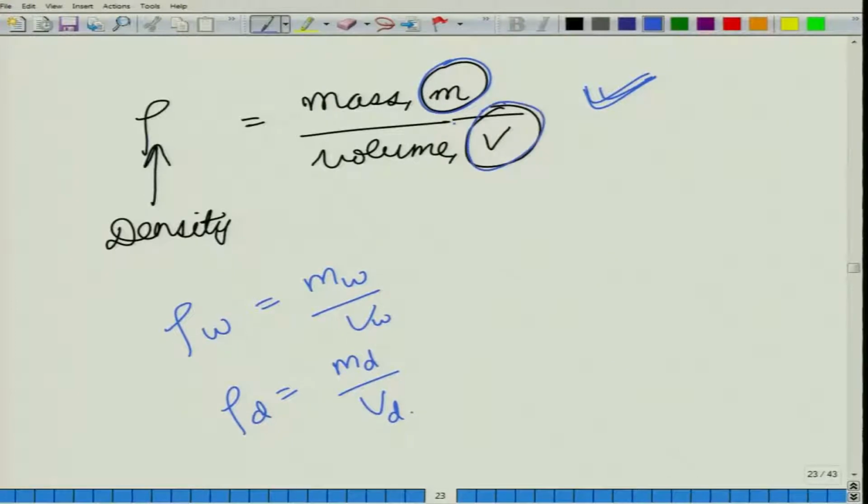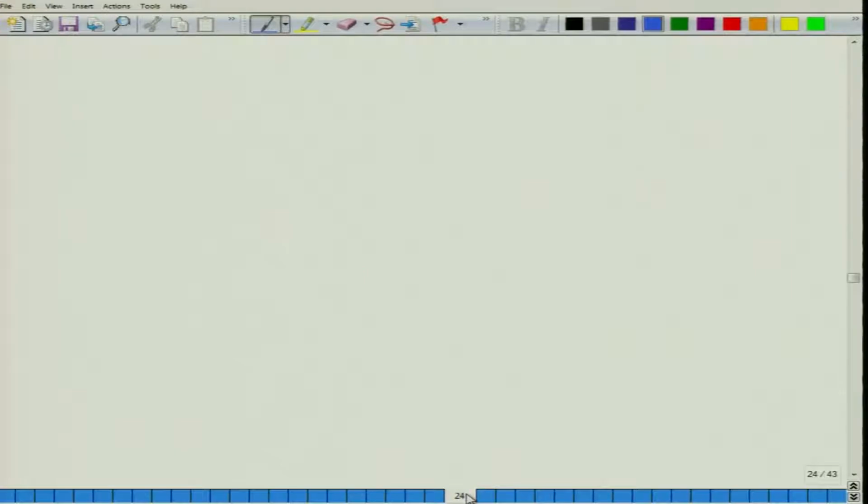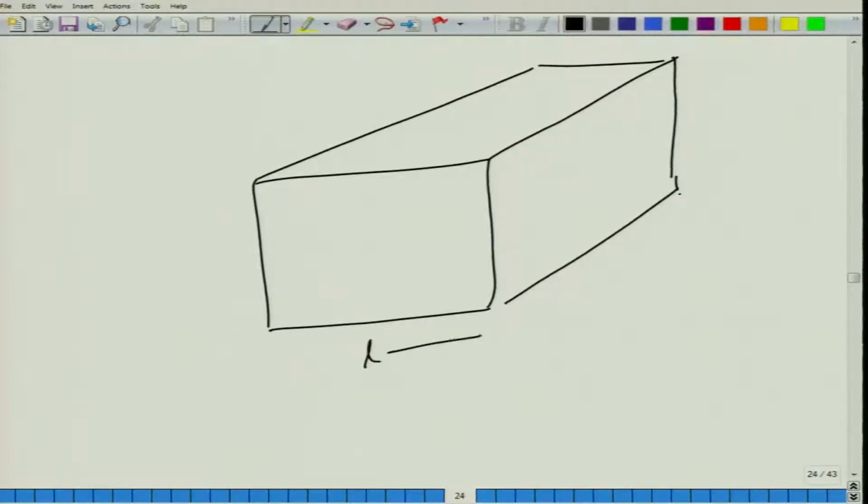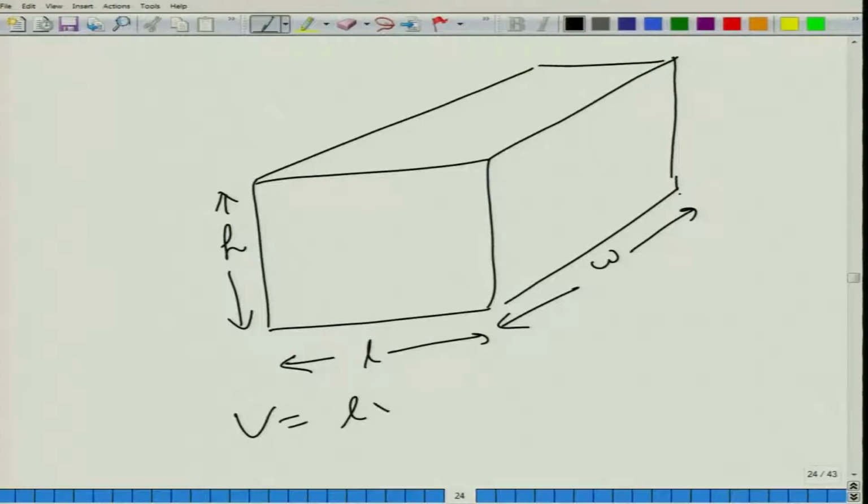The next thing is to calculate V. So, how do we calculate V? It is simple if we have a sample of a determined size. Suppose this is our sample. Our sample has a length of L, a width of W and a height of H, and let us consider this sample to be a cuboid. In this case, the volume is equal to length into width into height.